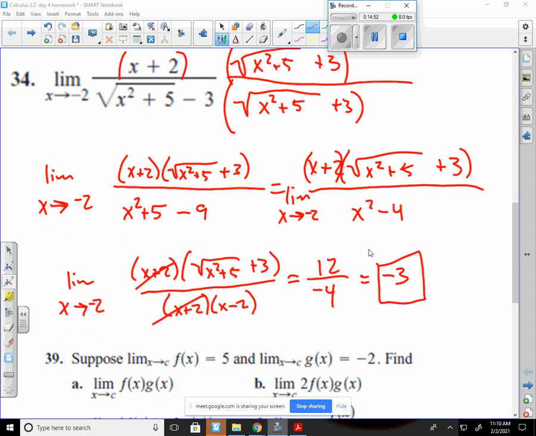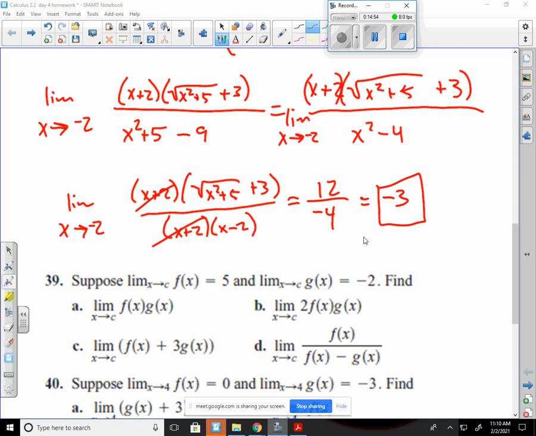All right, on to the easy ones. 39a, if my limit as x approaches c of f of x equals 5, and the limit as x approaches c of g of x equals negative 2, all I need to do is plug my limits in. If it's f of x times g of x, and it's still the limit as x approaches c, that just gives me negative 10.